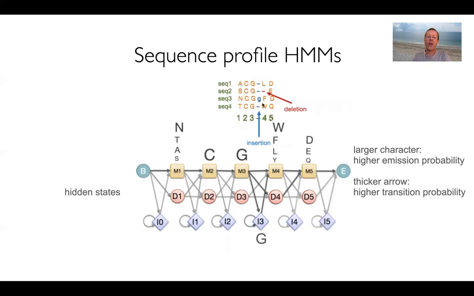And also because we have observed one here, the transition probability from M3 to I3 is fairly high, as illustrated by the thick arrow here, and the transition probability from I3 to M4 is also pretty high, as is, of course, the transition probability directly from M3 to M4, because most sequences don't have this insertion, right?